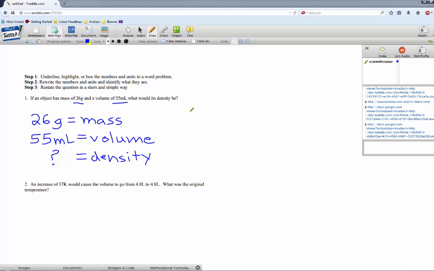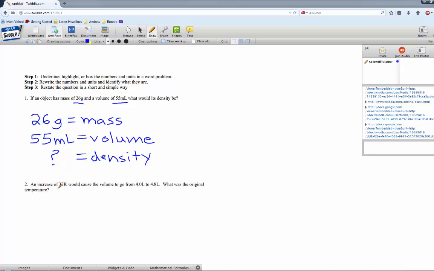Now, these steps may seem childish, elementary, but they're critical for understanding what comes next in problems and how to solve them. So do everything you can to organize your information in a simple way for you. Let's try the next one. Again, I go back to step 1, underline, highlight, or box the numbers and units in a word problem.